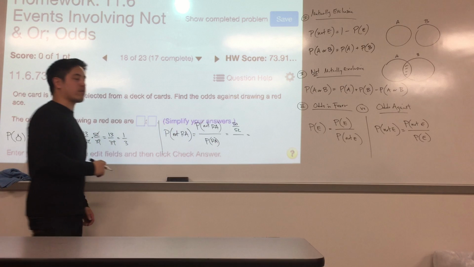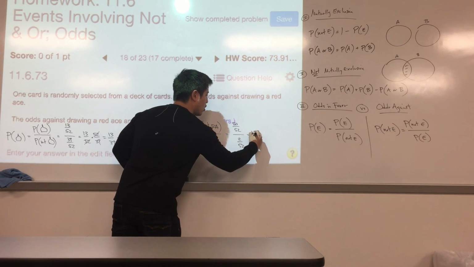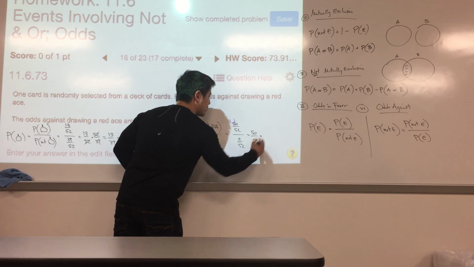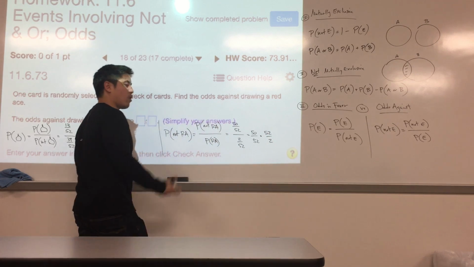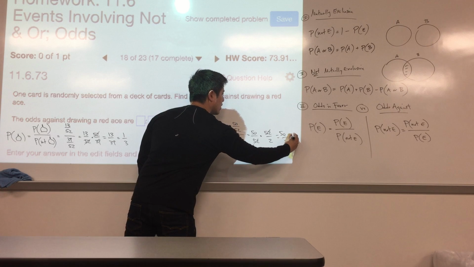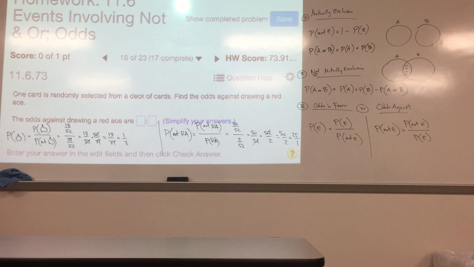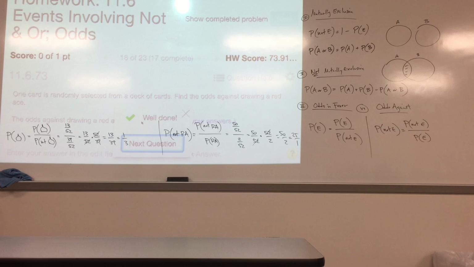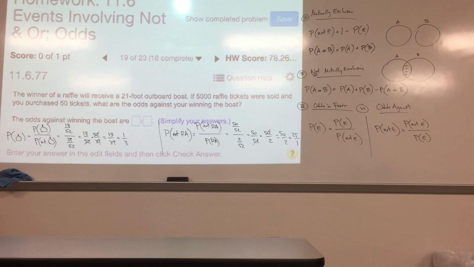Which means how many ways are there to get a red ace? 2 out of 52 ways. And so we write it 50 over 52 times what? 52 over 2. You did it right. So these cancel, and this is going to be 50 over 2 or 25 to 1. So the odds against drawing a red ace are 25 to 1. Does that make sense, guys? Okay, very good. Let's take a look at this next one.